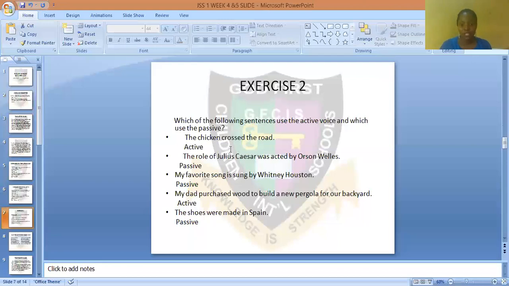My dad purchased wood to build a new pergola for her backyard. So this sentence is in the active voice. Why? Because my dad is the subject of the sentence, and he is the performer of the action. Moving on, the shoes were made in Spain. This sentence here is in the passive voice.